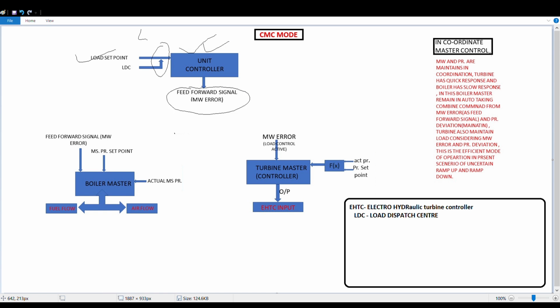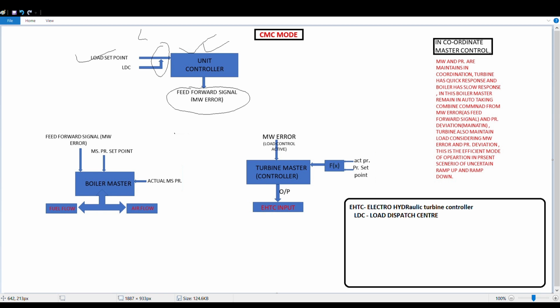From the name feed forward, you can get an idea that this is an anticipatory signal. Anticipatory means it anticipates what will happen in the future. So if we are doing something, it anticipates what will happen in future, and then it gives a signal. That signal is a megawatt error signal.